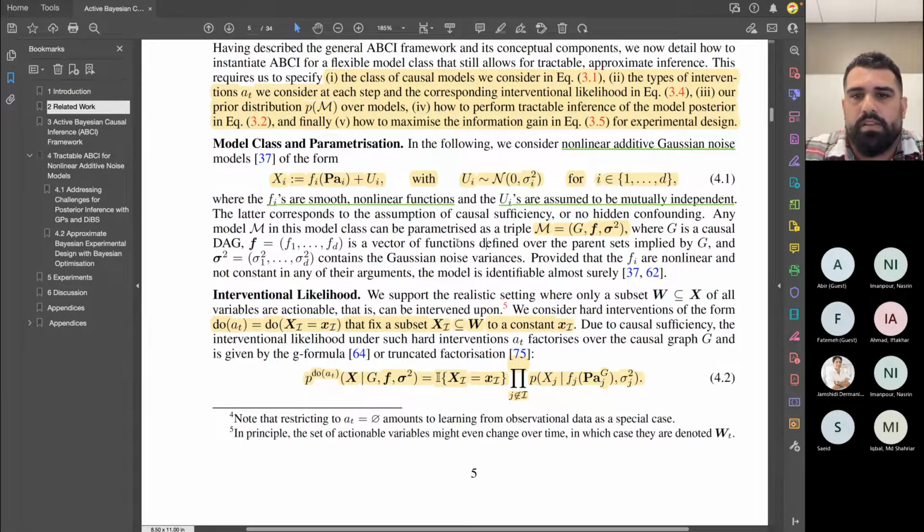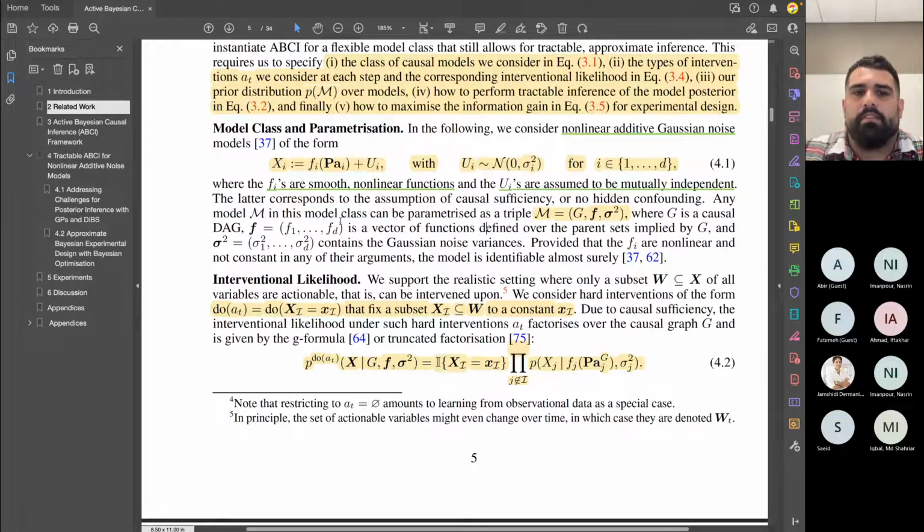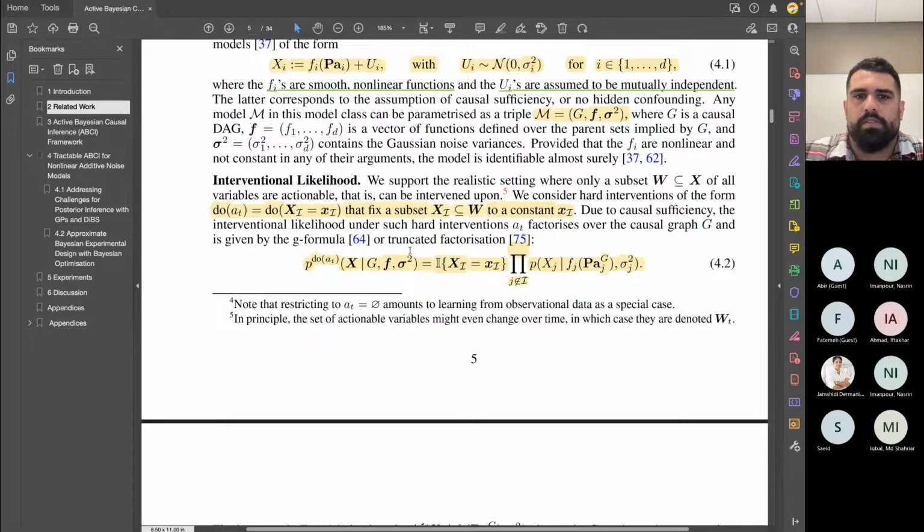but mutually independent. The way they parameterize their model M is this way: model M, G, F, and sigma squared, G being the graph, F being this function, which is a vector of functions d1 over parent sets implied by G, and sigma squared is the Gaussian noise variance. So this was regarding the model parameterization.